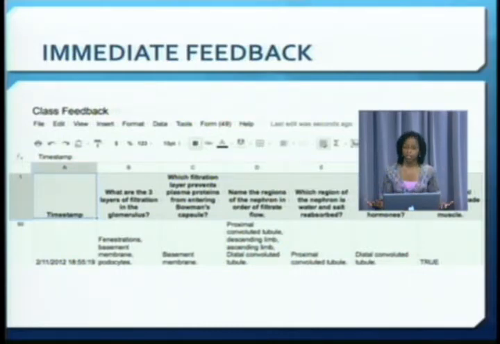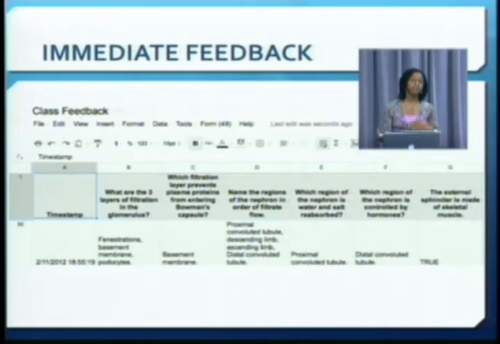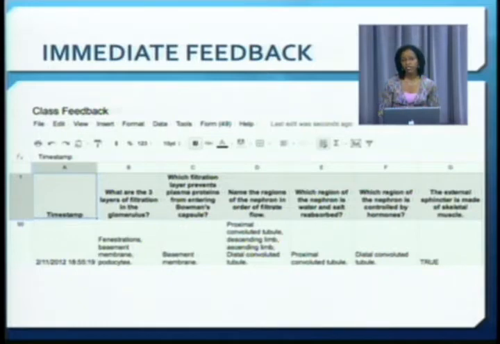Does anyone understand? Did anyone get the right answer? Which questions do they understand? Which do they not? So it's really quick, it's really easy, and it's something that gives immediate feedback so that you know, should you move on, or do you need to camp out a little while and elaborate on some topics?